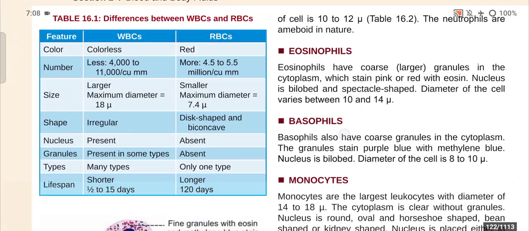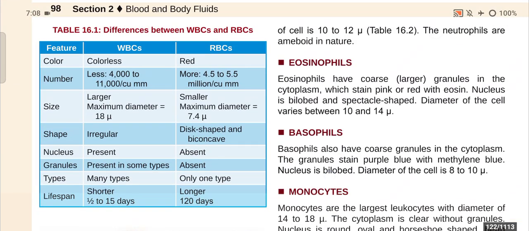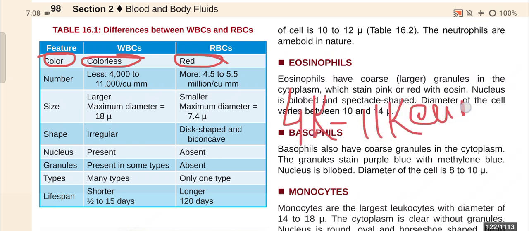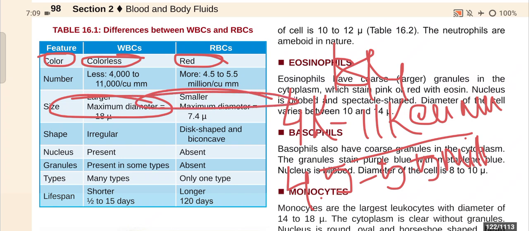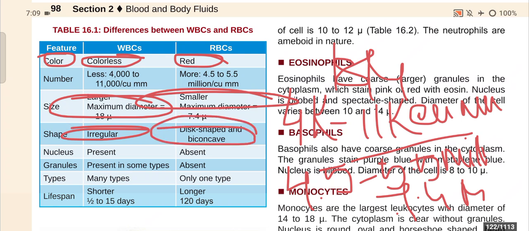So let us go to the 16.1 table. Let us show the differences. The color: the WBC is colorless and RBC is red. Number: WBC is present in 4,000 to 11,000 per cubic mm of blood, and the RBC is present in 4.5 to 5.5 million per cubic millimeter. WBC is larger in size, maximum diameter around 18 micrometer, and RBC is smaller in size, maximum diameter around 7.4 micrometer. WBC is irregular in shape. RBC is disc shaped or biconcave.